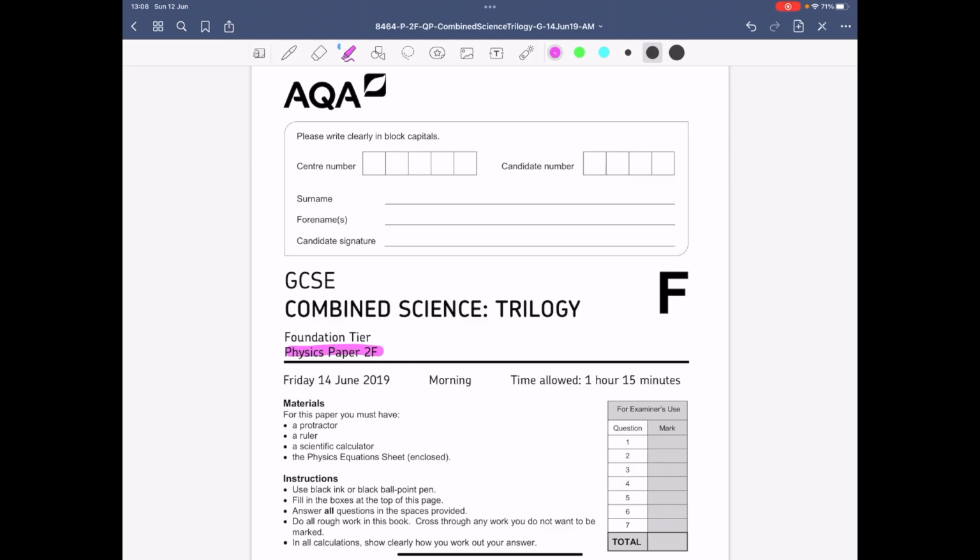Hello everyone, so this is the GCSE Combined Science Trilogy Physics Paper 2 walkthrough, and this is the foundation tier paper that pupils sat in June 2019. I'm going to go through and model how I would have tackled it question by question.